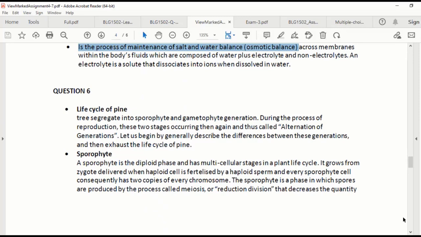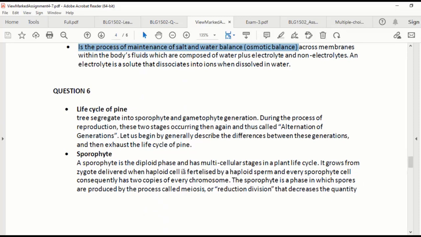But I prefer that even when you're explaining, you put in a diagram where you are explaining the words, using arrows so that whatever you are writing has a structure a person can follow through. Otherwise, your language or writing has to be in a very proper state where somebody can follow it through. Then the sporophyte is a diploid phase and a multicellular stage of the plant life cycle.